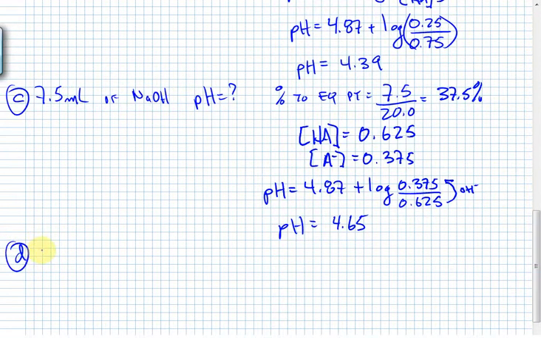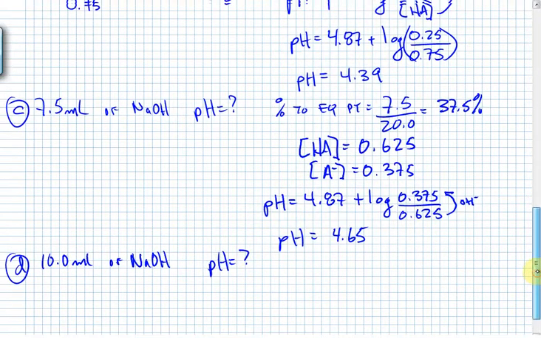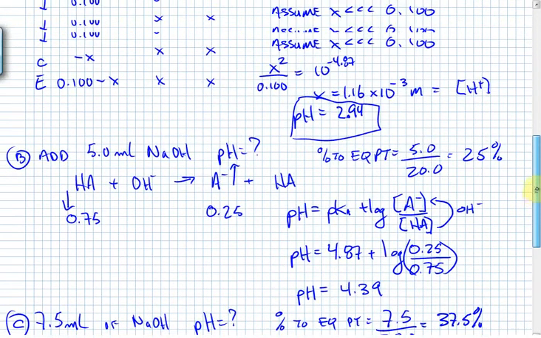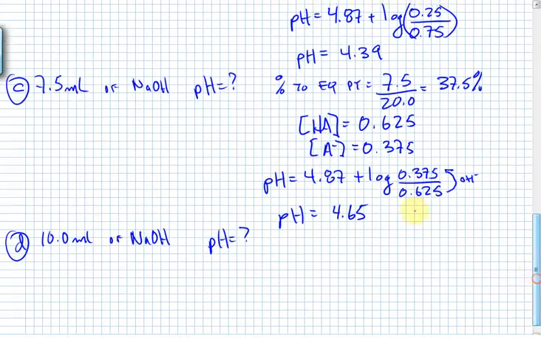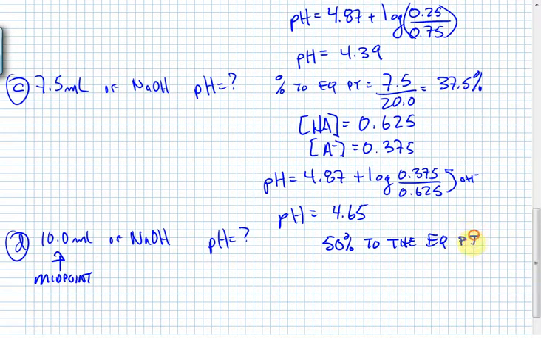What's happening at 10 milliliters? What's the pH? At 10 milliliters, we're at a very special point. At 10 milliliters, we are exactly halfway to the equivalence point. We sometimes call this the midpoint of the titration. So at 10 milliliters, we are 50% to the equivalence point. What does that mean? It ends up being a very special point.